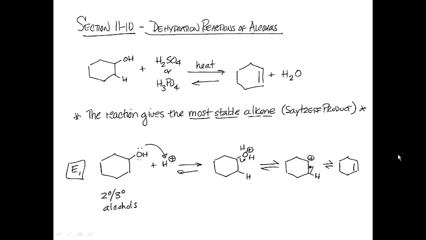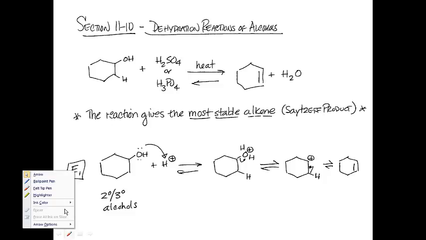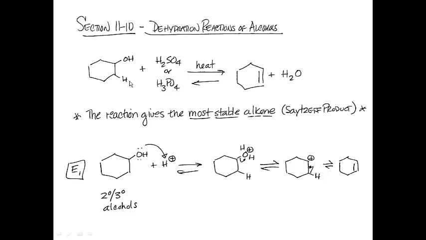The next sections in Chapter 11 deal with more reactions of alcohols, some of which we've seen before and some of which we're going to expand on, reactions that we've talked about back in Chapter 7. So the first is dehydration reactions of alcohols, which are used to make alkenes, and that was back in Chapter 7 when we talked about making alkenes.